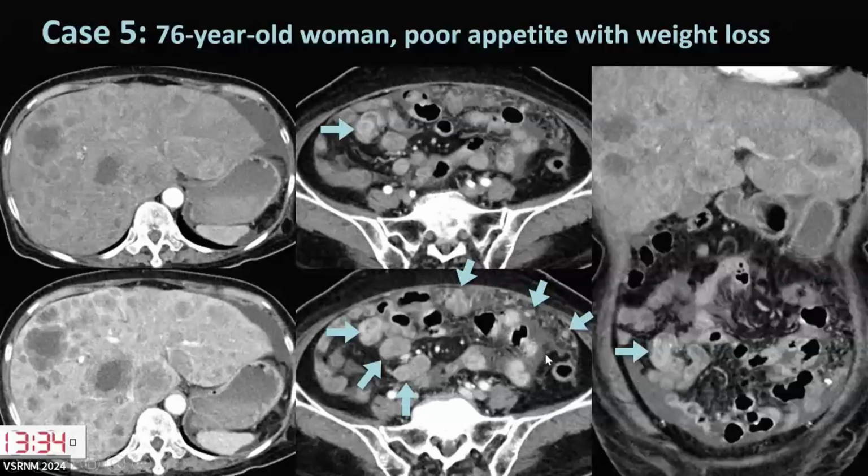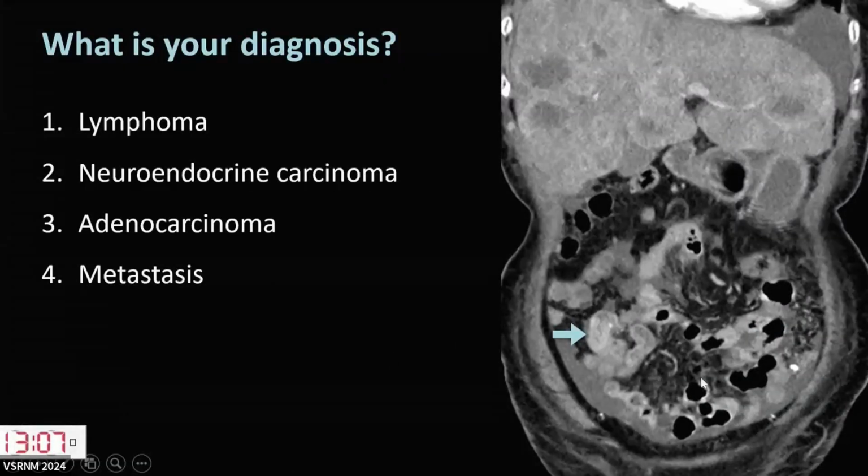And there is mild ascites and also many tumors on the peritoneum. So there is peritoneal metastasis. Also looking carefully, we see that there is a short segmental wall thickening of the ileum at the right lower abdomen. And also many enlarged mesenteric lymph nodes at the right lower abdomen. So what is your diagnosis? So who will vote for lymphoma or neuroendocrine carcinoma or adenocarcinoma or metastasis?